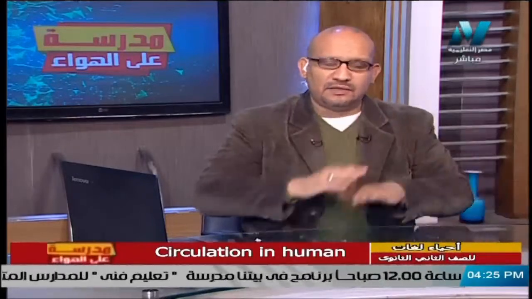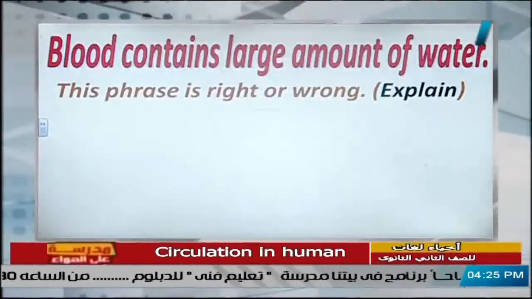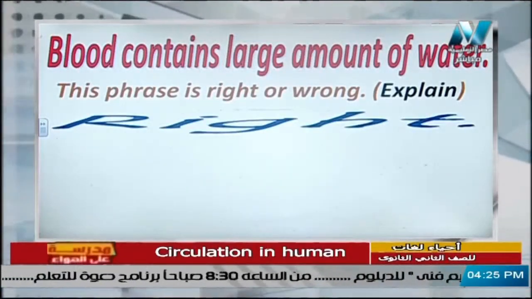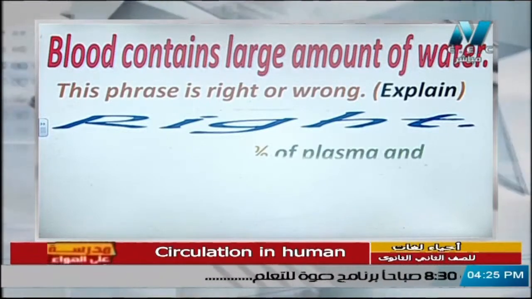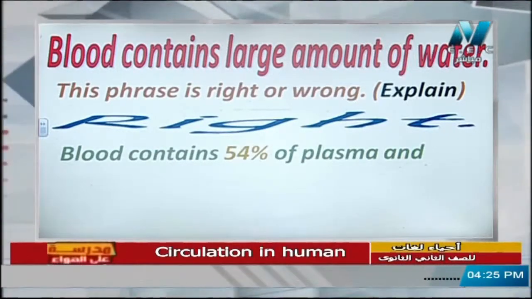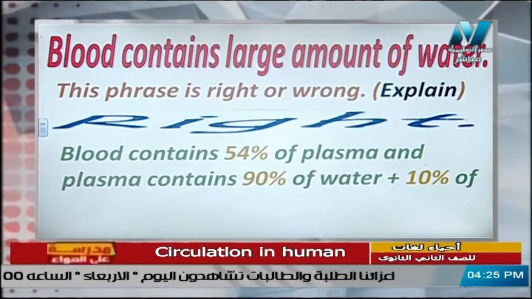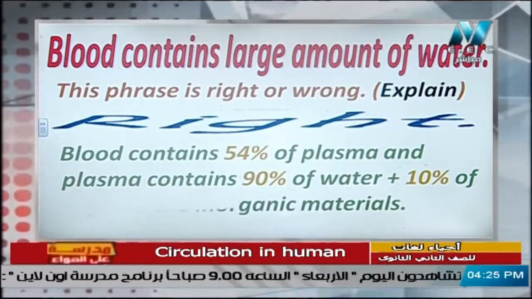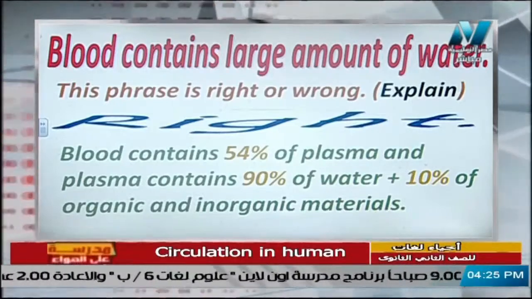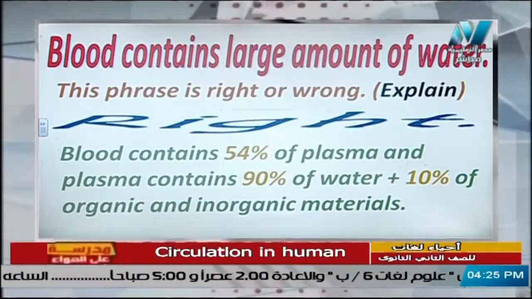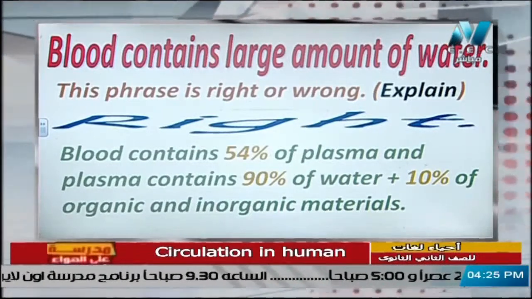يبقى لما يجي يقول لي the blood contains a large amount of water, this statement is right. يبقى مبدئيا صح. وبعدين يقول لي explain بقى. أقول له why? Because blood contains، نشوفها مع بعض. Number 1, right. يبقى الستيتمنت دي right. Number 2, blood contains 54% of plasma and at the same time plasma contains 90% of water plus 10% of what? Of organic and inorganic materials. So the statement is completely right. هتبقى صحيحة بالكامل.